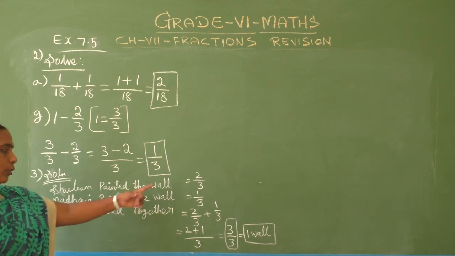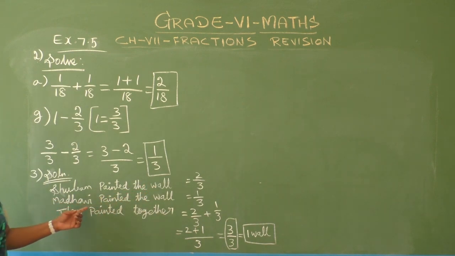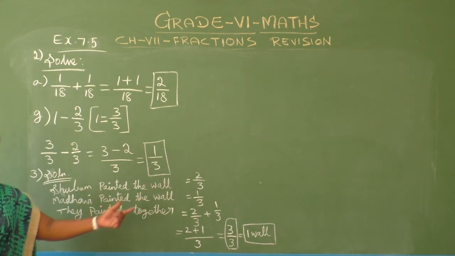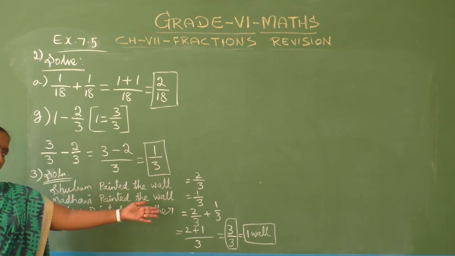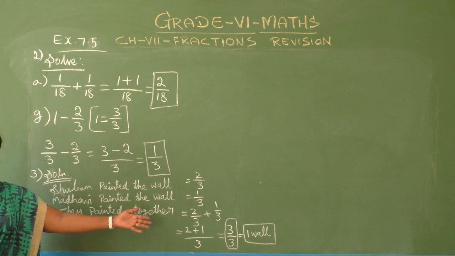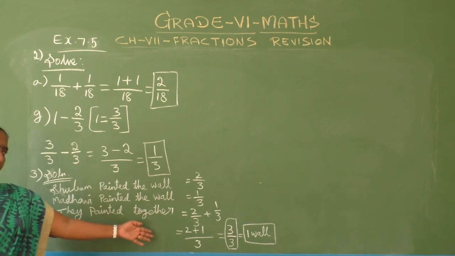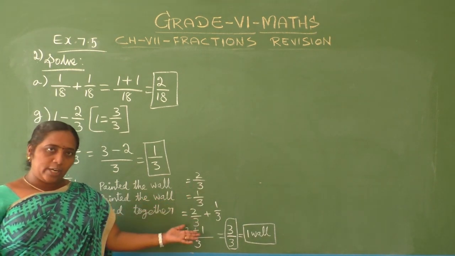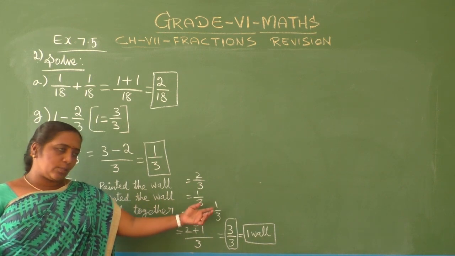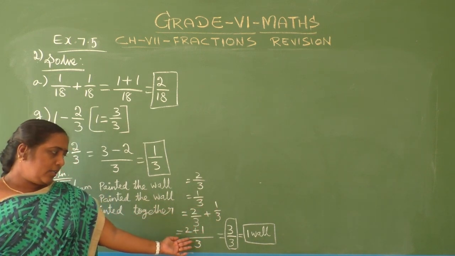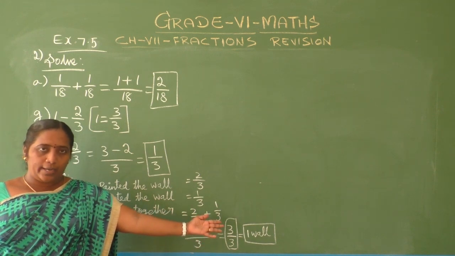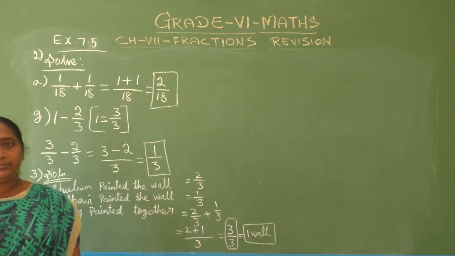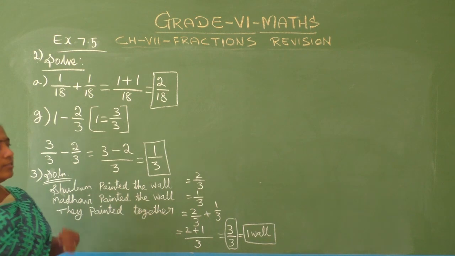Shubham painted the wall 2 by 3 space. Madhavi painted the wall 1 by 3 space. They painted together, which means we have to add the fractions. Here, fortunately, they gave the same denominator, so 2 by 3 plus 1 by 3, we can add directly. So 3 by 3 is equal to 1. So they painted 1 wall. Okay, right.